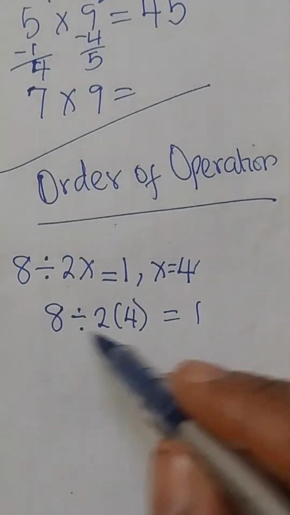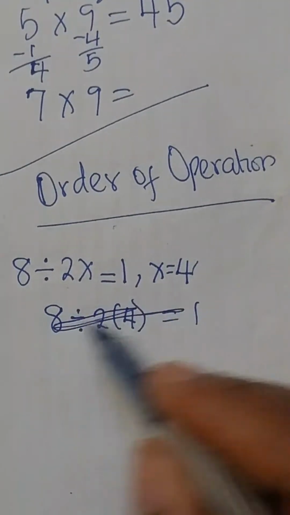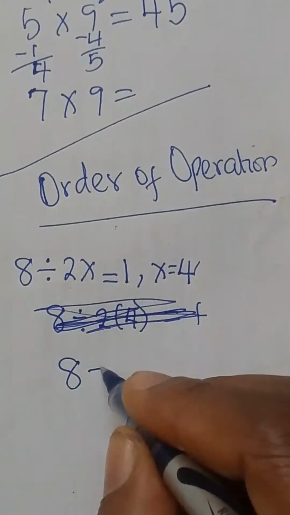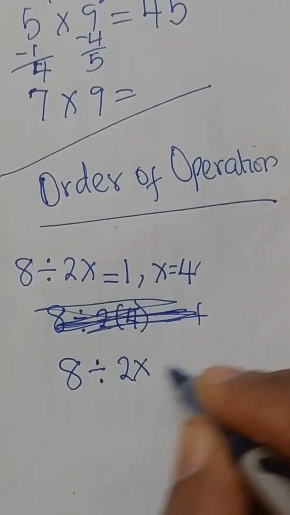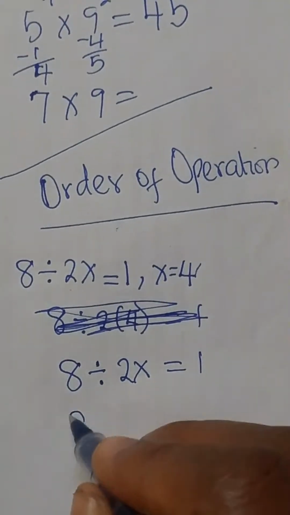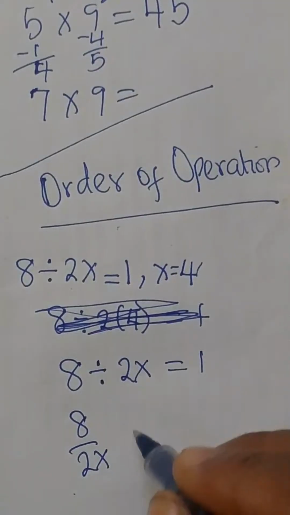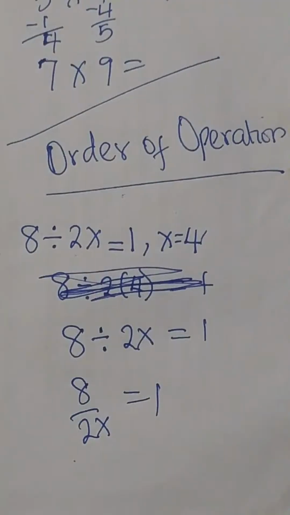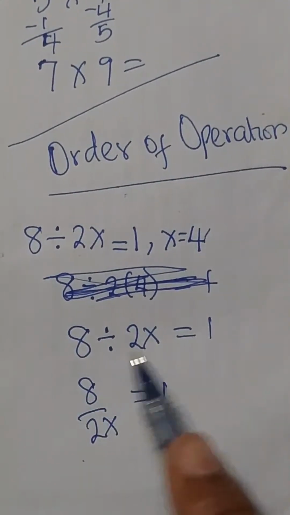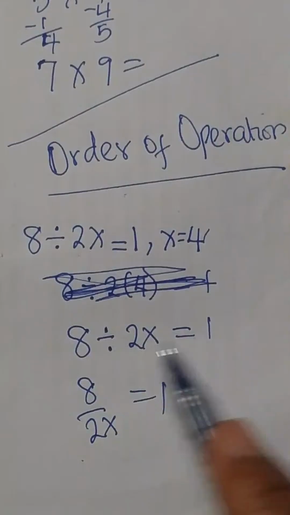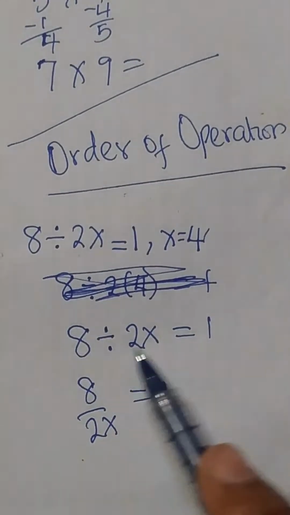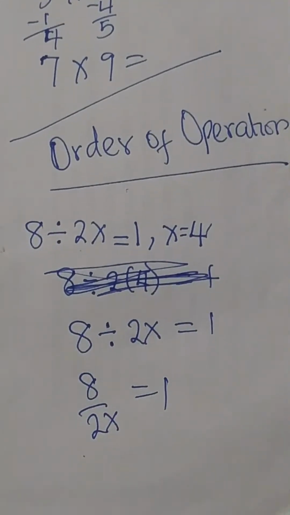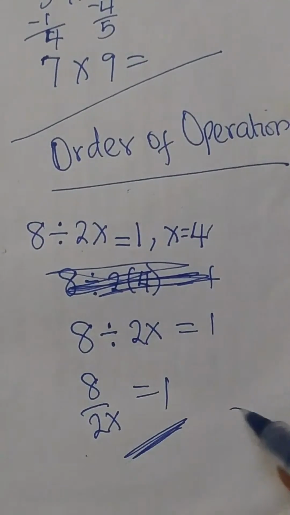Now, let me tell you one thing. I don't know whether you're a student or a teacher. Have you ever seen a mathematical equation written like this, 8 over 2x? This is a wrong representation. You can never see it written like this. You hardly see a mathematical expression in this form. It will be of this form. So mathematically, it is not written this way. Now, when you put it in this one, it will make you see why your answer is what it is.